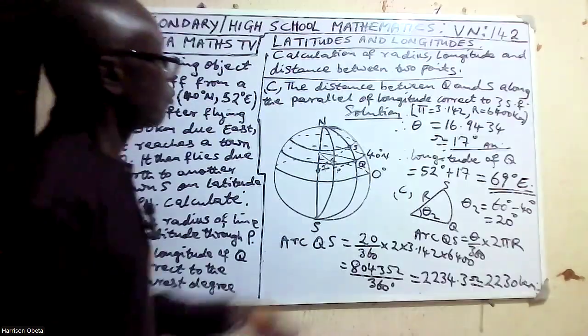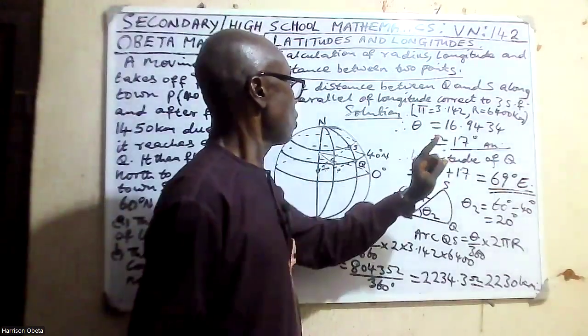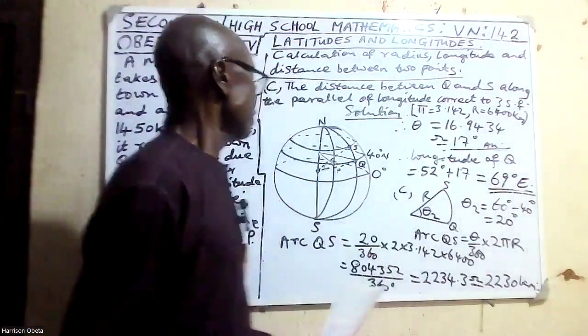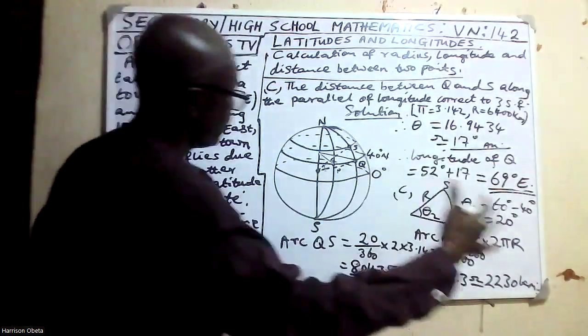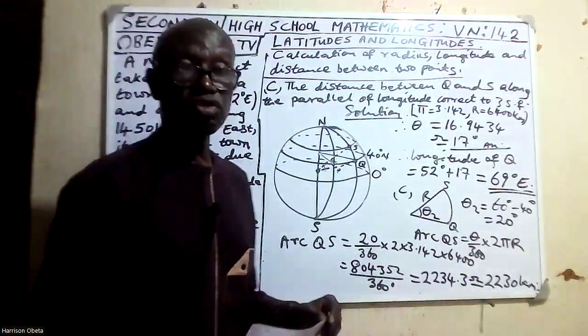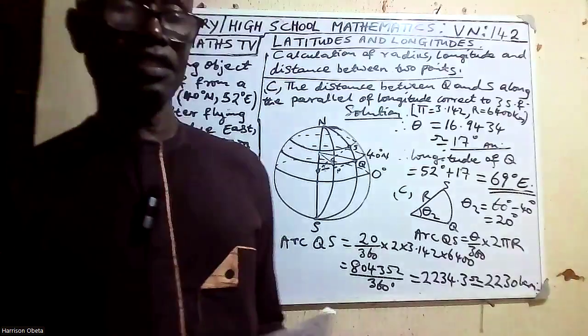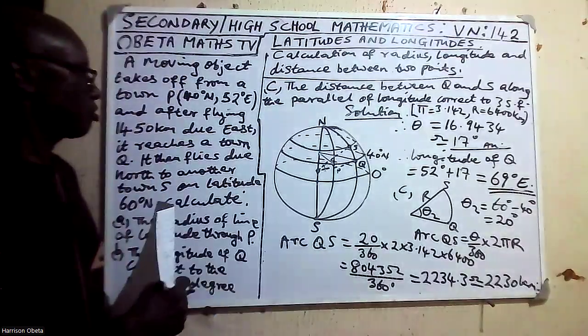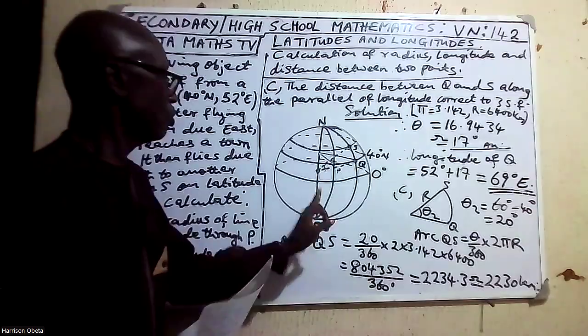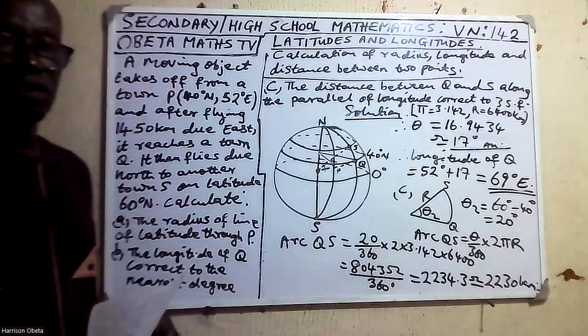Again, I have to add this to 52 because, as I said earlier, as we are going towards the east, the longitude will continue to increase until you go to 180 degrees east. As you are coming back, it is decreasing until you get to 0, and then it will start to increase towards the west.